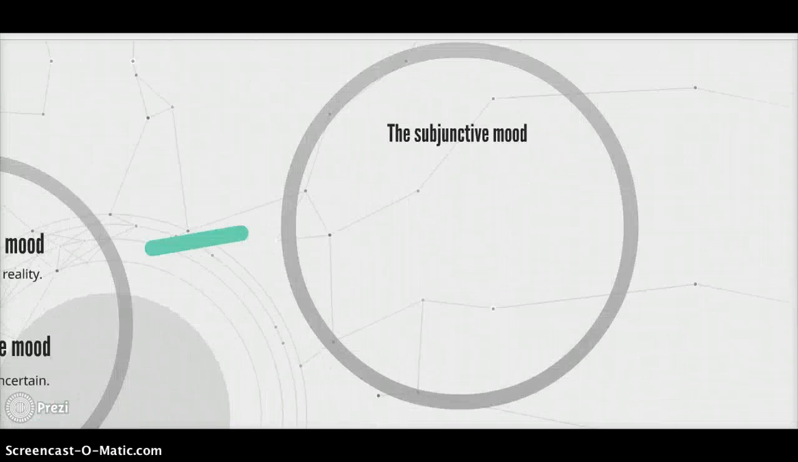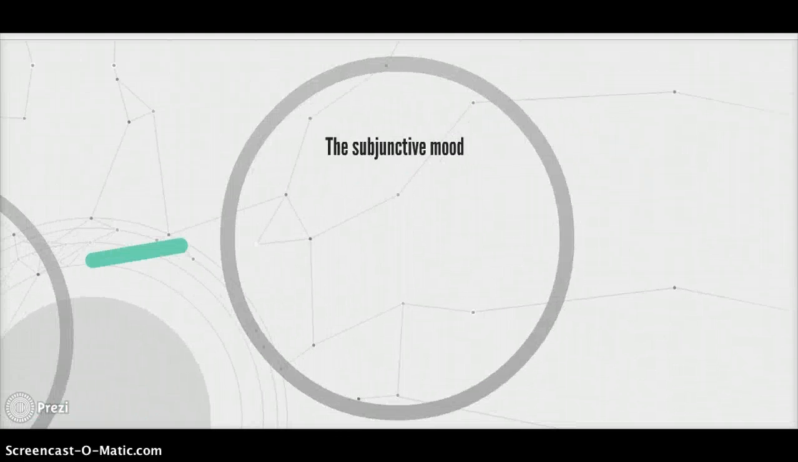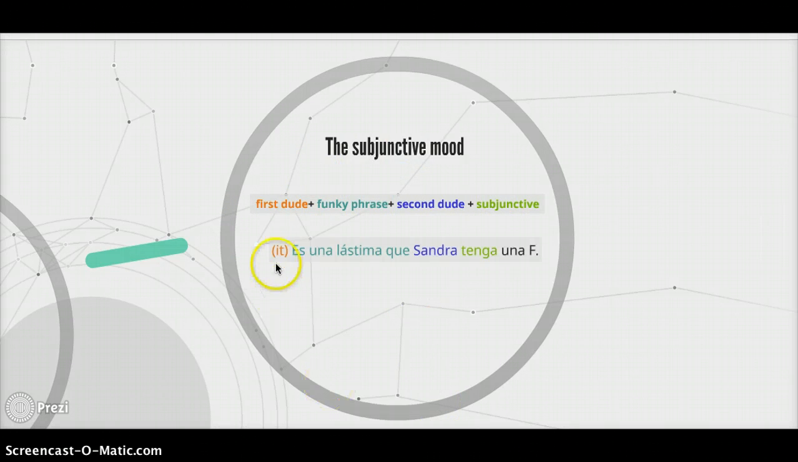In order to use the subjunctive mood, I came up with this because I'm weird. You have the first dude, funky phrase, second dude, subjunctive. First dude, funky phrase, second dude, subjunctive. That's the basic structure for a sentence in the subjunctive mood. Your first dude, in this case, is it. That's your first subject. Then you have a funky phrase, es una lástima que. These phrases cause you to use the subjunctive. This means it's a shame that.